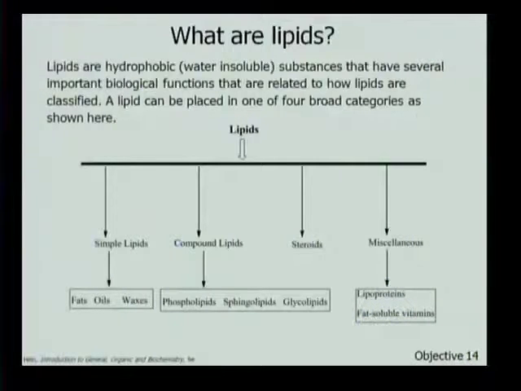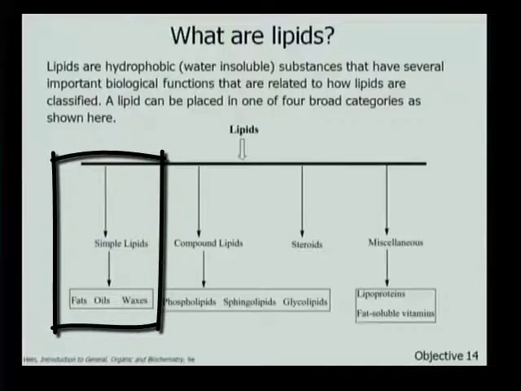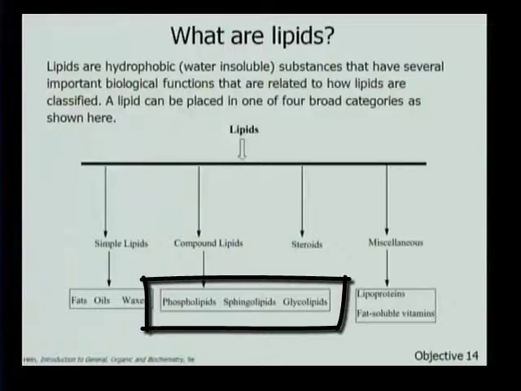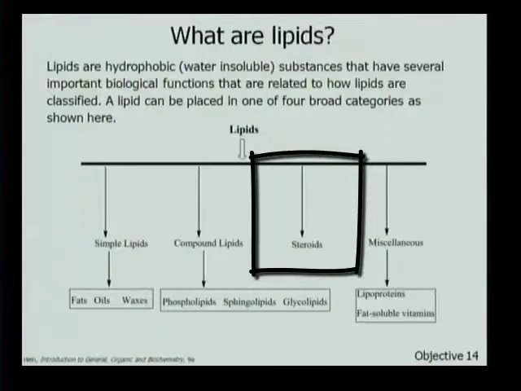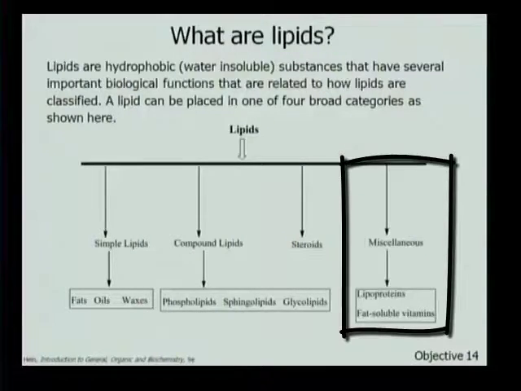So stepping back to the bigger picture, what are lipids? Lipids are hydrophobic or water-insoluble substances. They fit into one of four categories, either simple lipids, fats, oils, and waxes, or compound lipids, some of which we've been looking at already, the phospholipids, the sphingolipids, and the glycolipids. Steroids are an example of lipid molecules, and when we look at steroids, we'll include them in this category. And then there's sort of miscellaneous lipids, which are combinations of lipids and proteins called lipoproteins. Also, the fat-soluble vitamins fit into this miscellaneous category, and we'll be looking at examples of those as well.